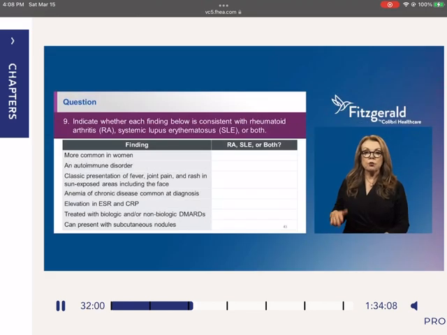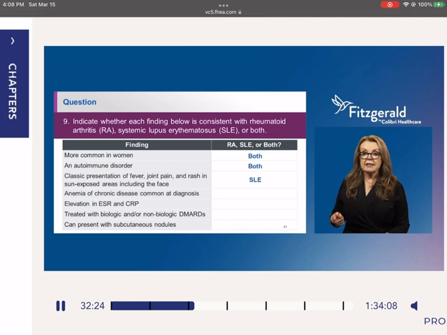More common in women, and that's going to be both. An autoimmune disorder, once again, that's going to be both. Classic presentation of fever, joint pain, and a rash in sun-exposed areas, including the face. What will that be? That's going to be systemic lupus.